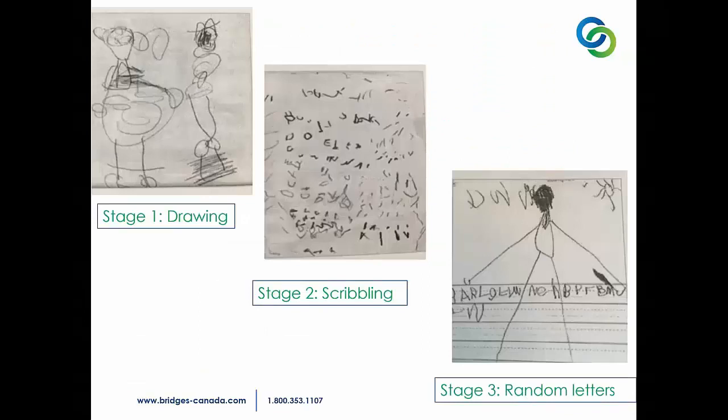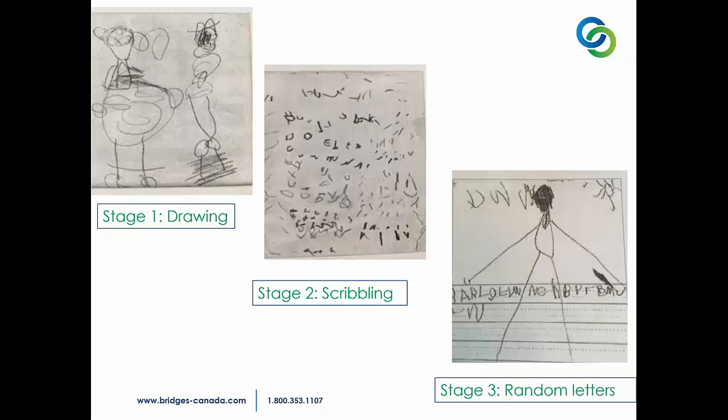A student who is using drawing to communicate their ideas. Stage 2, a student who is scribbling, so they seem to understand that these ideas and words are comprised of these shapes, and they're trying to approximate these letter shapes, but they don't really follow any convention of putting them in order or actually using real letters. And then a student at stage 3 is actually using real letters, but they're put in a random order and not necessarily grouped like words. They may combine drawing with their use of letters, which we definitely see in beginning writers.